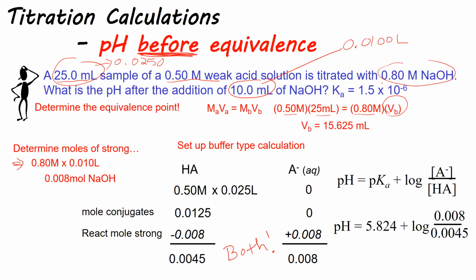And if I find my pKa, remember pKa is equal to negative log of the Ka, and I have that as 5.824. And I make sure that I plug in my base, my conjugate base, over my conjugate acid. And I get a pH of 6.074.